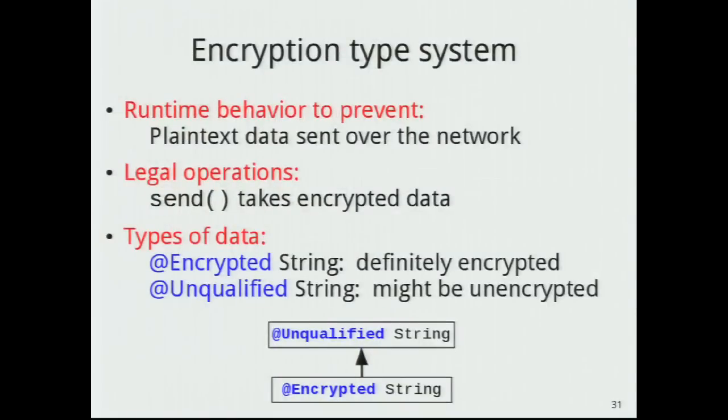In this part, we want to discuss an encryption type system. This type system is very simple, and we want to prevent unencrypted data from going through the network. So we have the distinction between encrypted strings and unencrypted strings, and the send operation should only be called with encrypted strings as arguments. The type hierarchy for this is quite simple. We have the unqualified string, which can be arbitrary again, and the encrypted strings, which is a subtype. And you cannot pass an arbitrary string when an encrypted string is required.